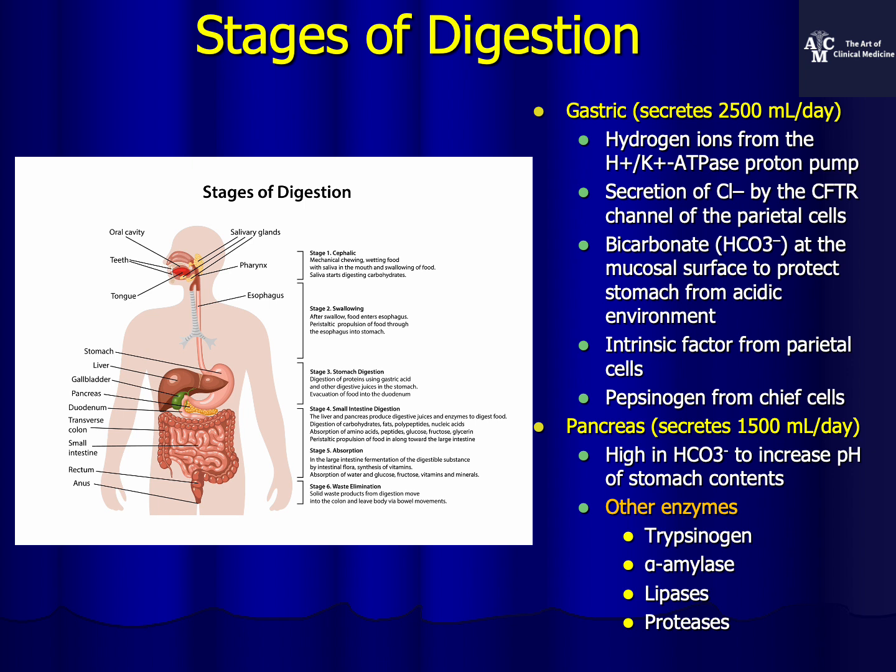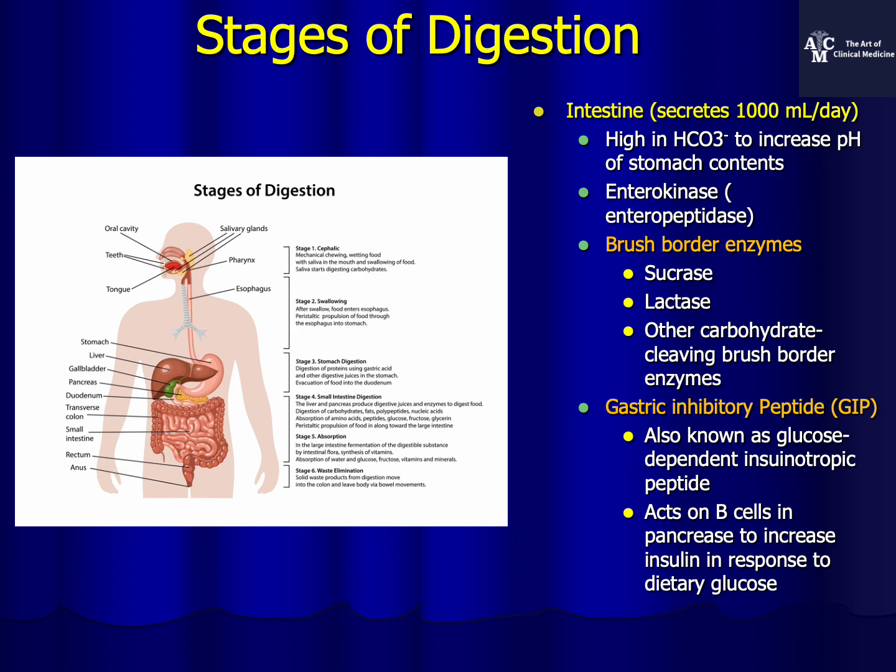In the pancreas, there's also a high amount of bicarb that is secreted to increase the pH. And then the major enzymes here will be covered in just a little bit. Moving on to the small intestine. Here it's the small and large intestine, but mainly small.